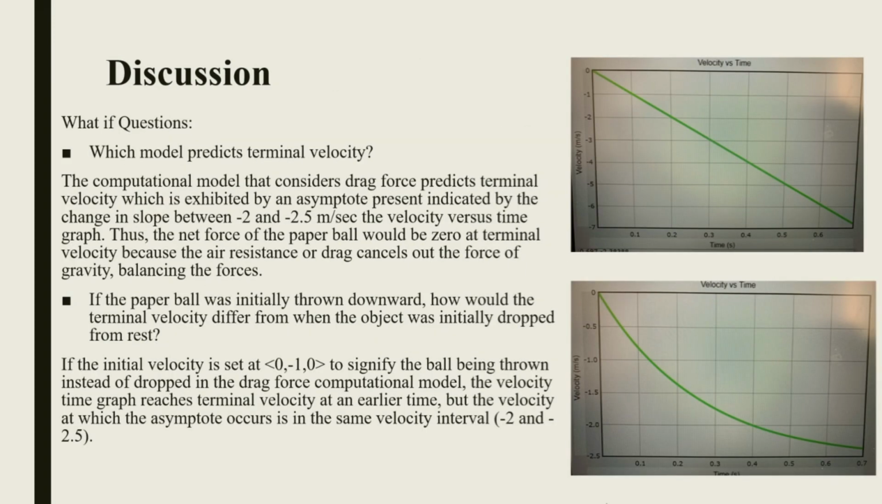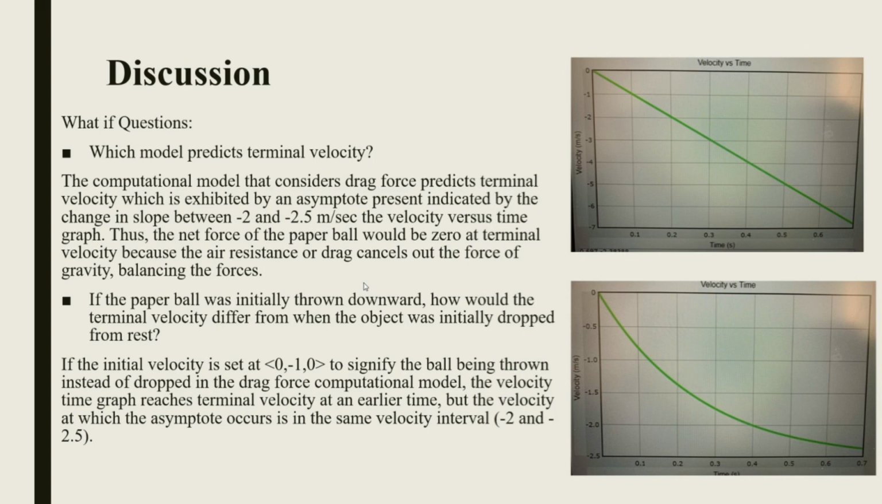So, some discussion questions. Which model predicts terminal velocity? The computational model that considers drag force predicts terminal velocity, which is exhibited by an asymptote, indicated by the change in slope between -2 and -2.5 meters per second in the velocity versus time graph. Thus, the net force of the paper ball would be 0 at terminal velocity because the air resistance or drag cancels out the force of gravity, balancing the forces.